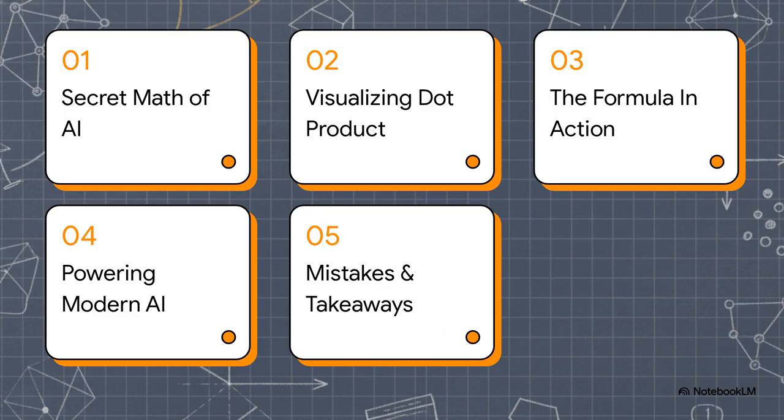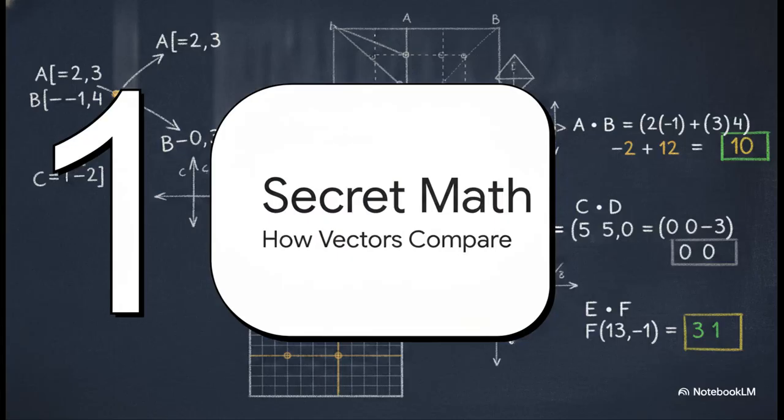Here is our agenda for today's whiteboard math explainer. First, the secret math of AI. Number 2, visualizing the dot product. 3, the formula in action. 4, powering modern AI. And 5, mistakes and key takeaways. Okay, part 1, the secret math of AI and how vectors actually compare.